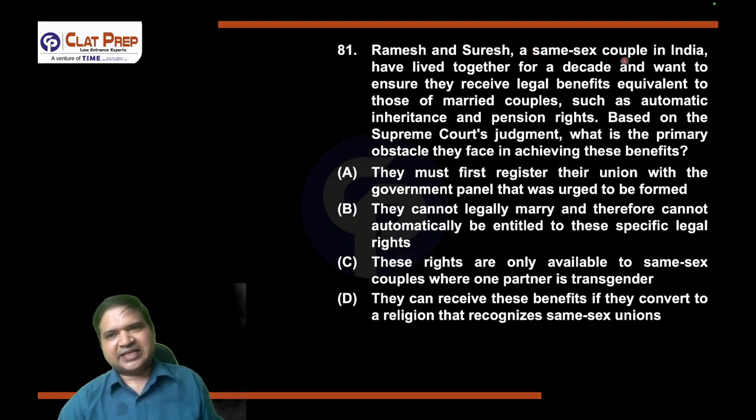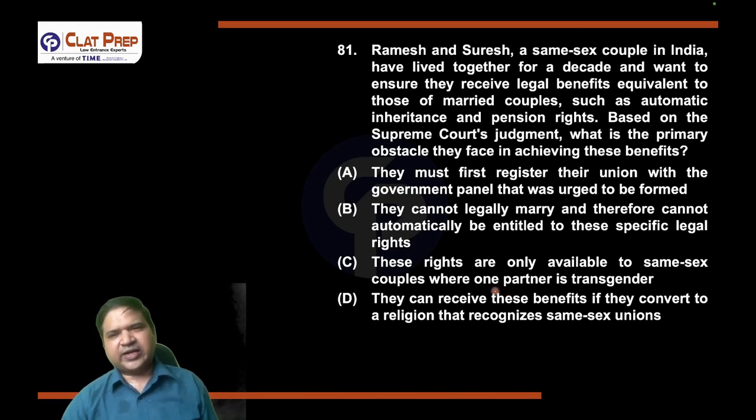Ramesh and Suresh, a same-sex couple in India, have lived together for a decade and want to ensure they receive legal benefits equivalent to those of married couples, such as automatic inheritance, pension rights, etc. Based on the Supreme Court's judgment, what is the primary obstacle they face in achieving these benefits? Why they can't have these benefits? They must first register their union with the government panel that was urged to be formed. They cannot legally marry and therefore cannot automatically be entitled to these specific legal rights. These rights are only available to same-sex couples where one partner is transgender. They can receive these benefits if they convert to a religion that recognizes same-sex unions.